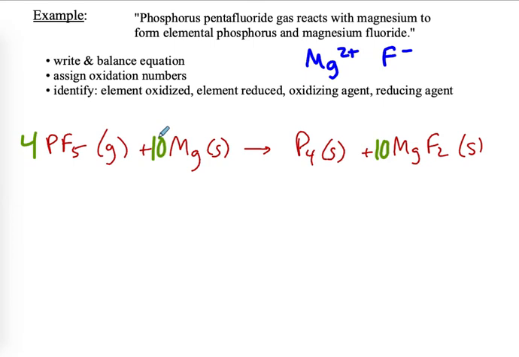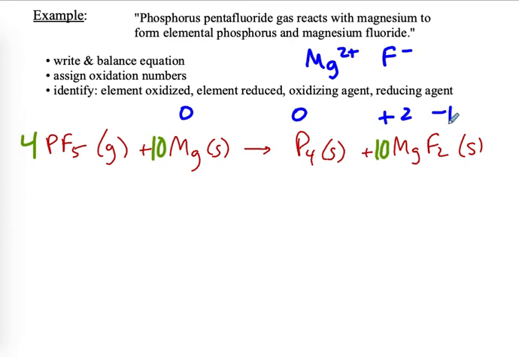We'll assign oxidation numbers. Let's start with the easy ones. Let's start with the pure elements. Magnesium and phosphorus are uncombined elements, so we'll give them oxidation numbers of 0. Magnesium on the product side, in magnesium fluoride, exists as a monatomic cation with a 2+ charge, therefore its oxidation number is +2. Likewise, fluorine has an oxidation number of -1.